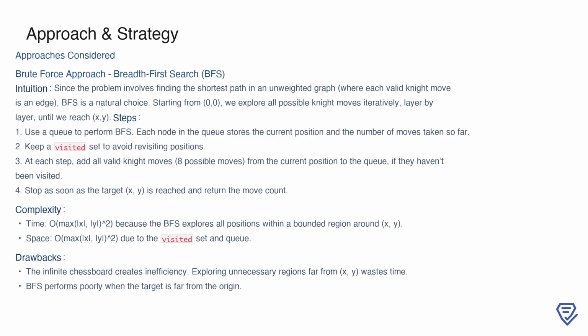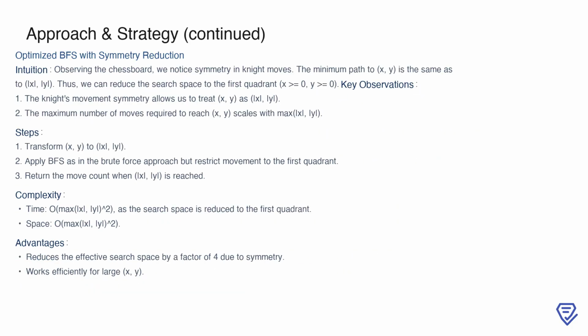At each step, we generate all 8 possible knight moves from the current position and add them to the queue if they haven't already been visited. The process continues until we reach the target position, at which point we return the number of moves taken. However, while BFS guarantees the shortest path, its performance can degrade significantly due to the infinite nature of the chessboard. Exploring positions far from the target wastes computational resources, making this approach inefficient, especially for distant targets. To address the inefficiencies of brute force BFS, we can optimize it by leveraging the symmetry in knight movements.